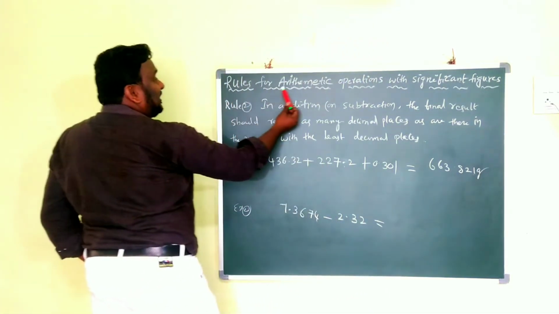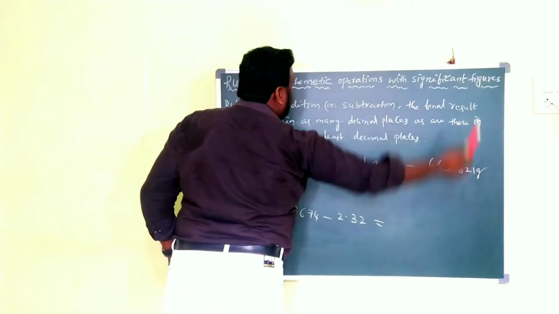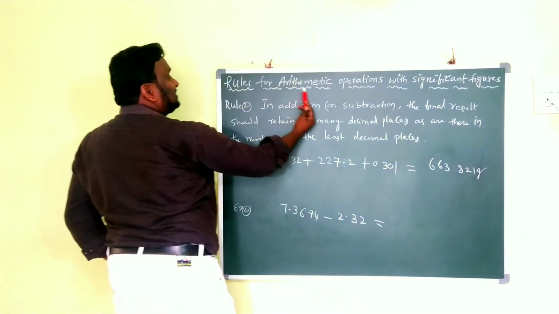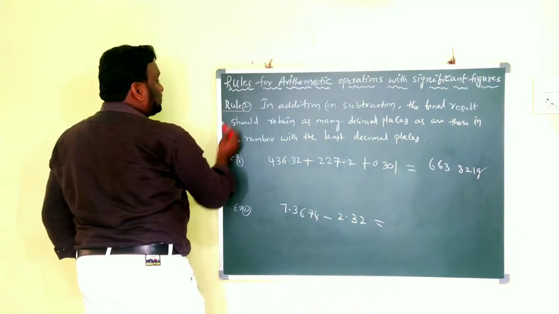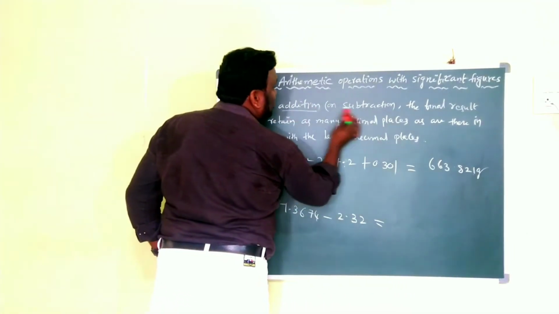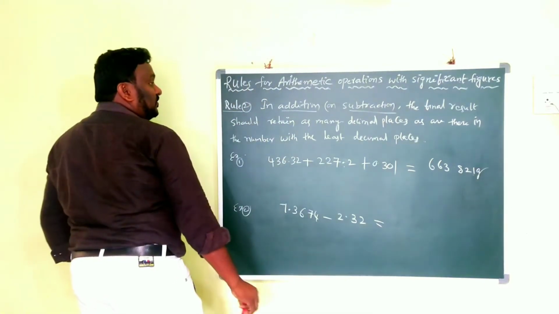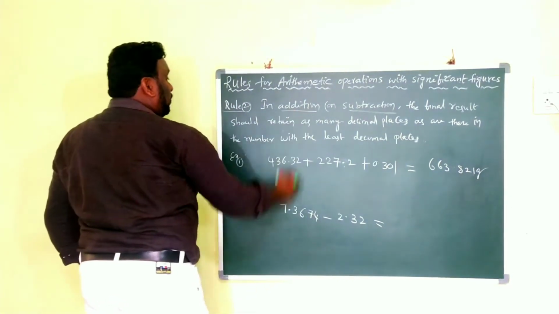So children, I am going to the topic now. Rules for arithmetic operations with significant figures. Rule number 2 should be applied to addition or subtraction. On the board, the rule is there.